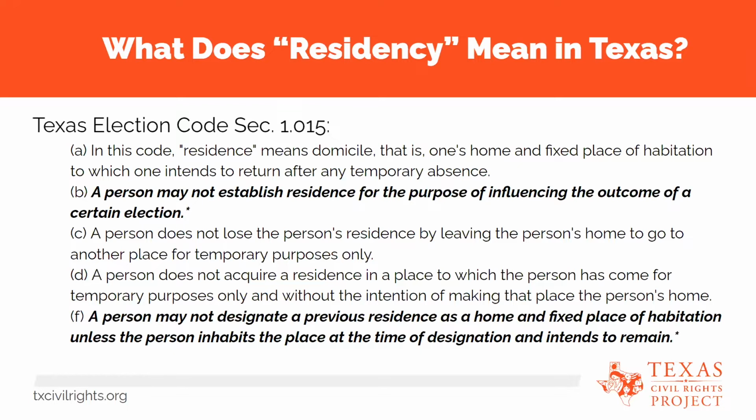And as if all of this wasn't confusing enough, between the lack of definitions and the way the subsections are worded, just yesterday, U.S. District Judge Lee Yackel of the Western District of Texas permanently enjoined Texas from enforcing subsections B and F, the two bolded and italicized sections, saying that neither subsection can, quote, overcome any degree of constitutional scrutiny.